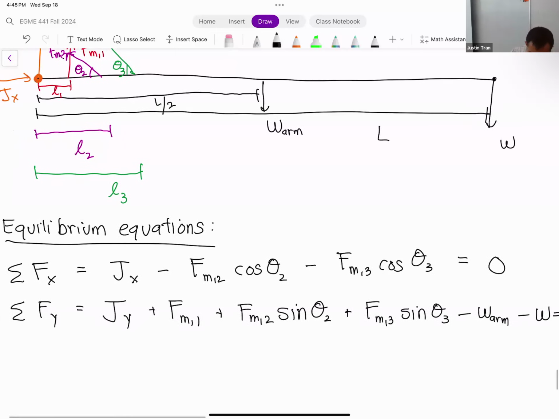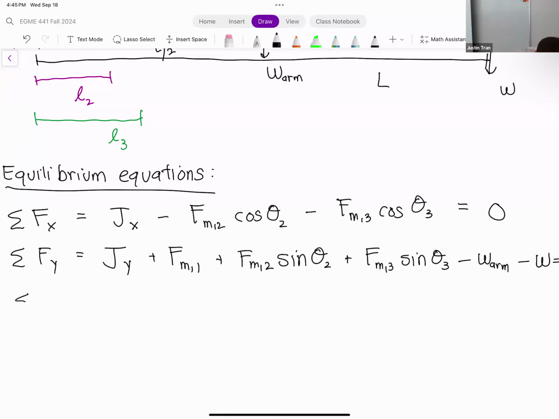Finally, the last thing we have to do is sum the moments. So we need our moment equation. Remember, you can choose where you sum the moments around, but in 99% of cases, you want to sum it around the joint. So this is going to be the sum of the moments around the elbow itself. When you sum the moments around the joint, the two joint reaction forces are not going to show up in the moment equation, so it saves you a bit of work.